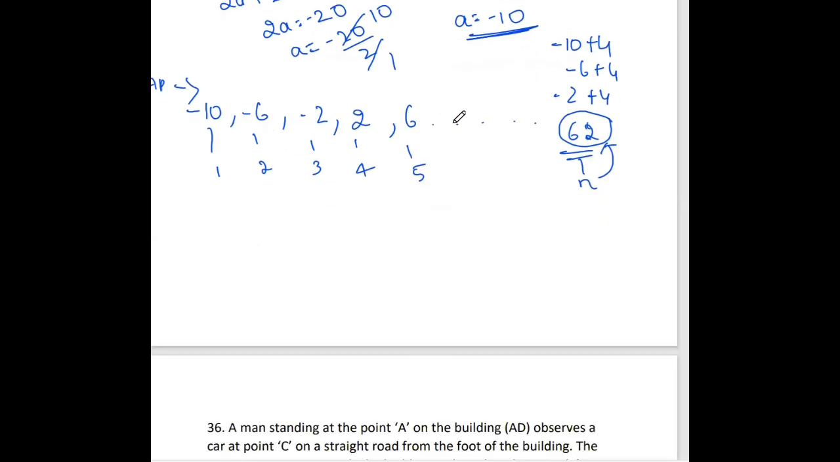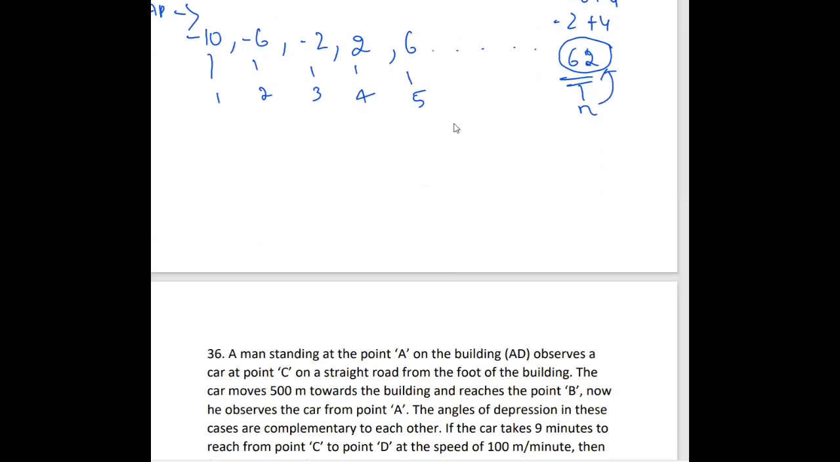So now which formula do you use? This formula we know. An is equal to A plus n minus 1 times D. An is 62, that is the number we want to find the place of. What is the first term? Minus 10. N only I need to find out. D is how much? 4. Now simplify. Minus 10 plus. Why am I putting 62? Because this is the last number.